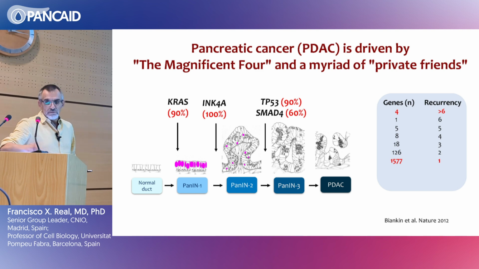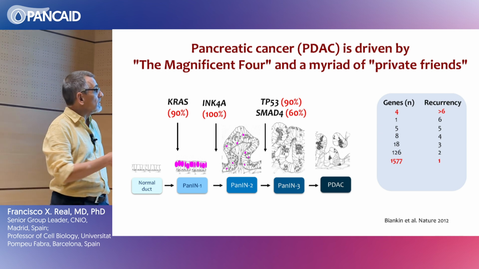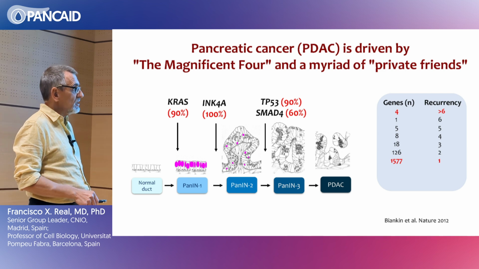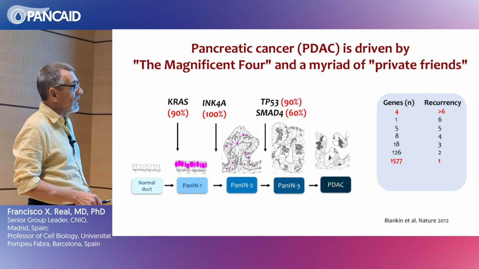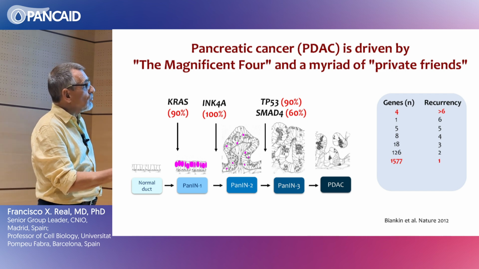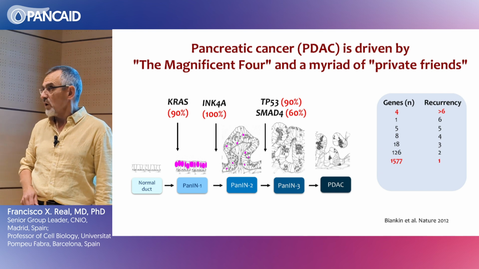Second important message. What do we know about all the genes participating in this tumor? Well, this is from the first paper in Nature from the ICGC, Australian ICGC, by Biankin et al. 100 tumors. Only 4 genes were mutated in more than 6 of those 100 tumors.